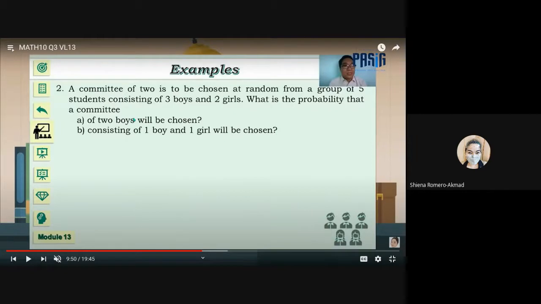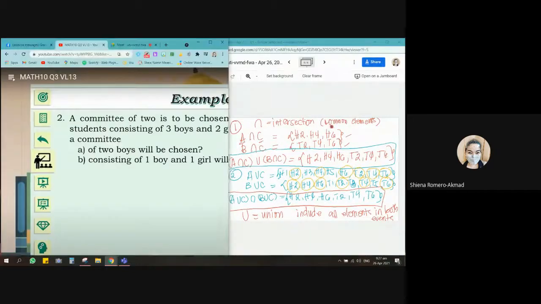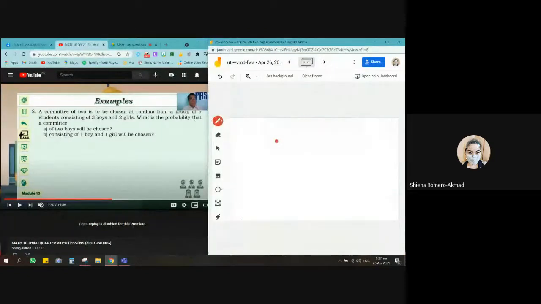3 out of, syempre kailangan natin i-consider possible outcomes nilang lahat, no? So kung 5 yung students natin, we have 5 students. Ang pipiliin lang natin dyan ay 2. Anong representation nun sa combination notation? Sulat natin para mas maintindihan nyo.